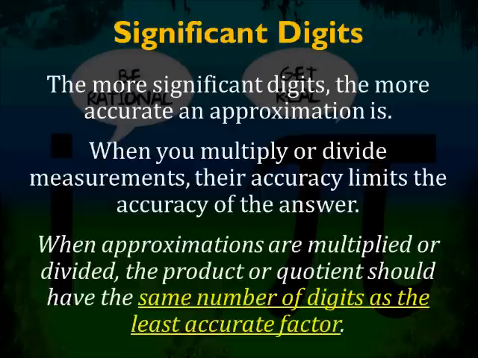When you multiply or divide measurements, their accuracy limits the accuracy of the answer. So this is the key part. When approximations are multiplied or divided, the product or quotient should have the same number of digits as the least accurate factor. So that's kind of how this works.